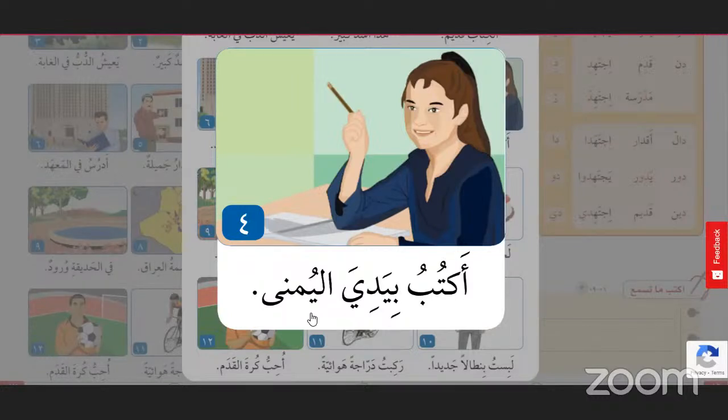I write with my right hand. Good job. This is one way of saying it. Yadul yumna is also used. So yeah, this is also correct. Okay, Aqsa.